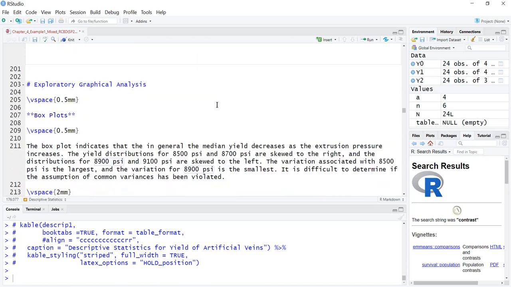Now, for the exploratory graphical analysis, you really only need one of these. So you have to choose, or I will ask you for one of the methods.